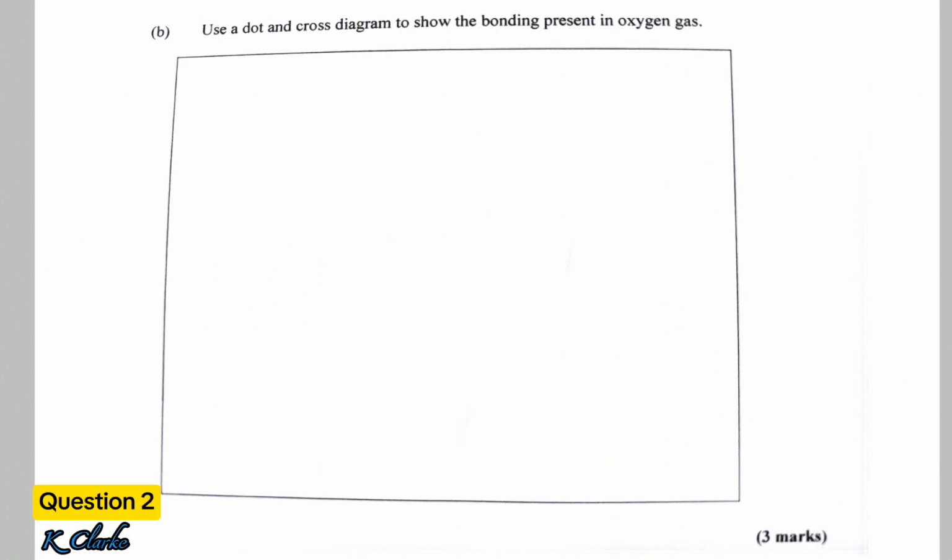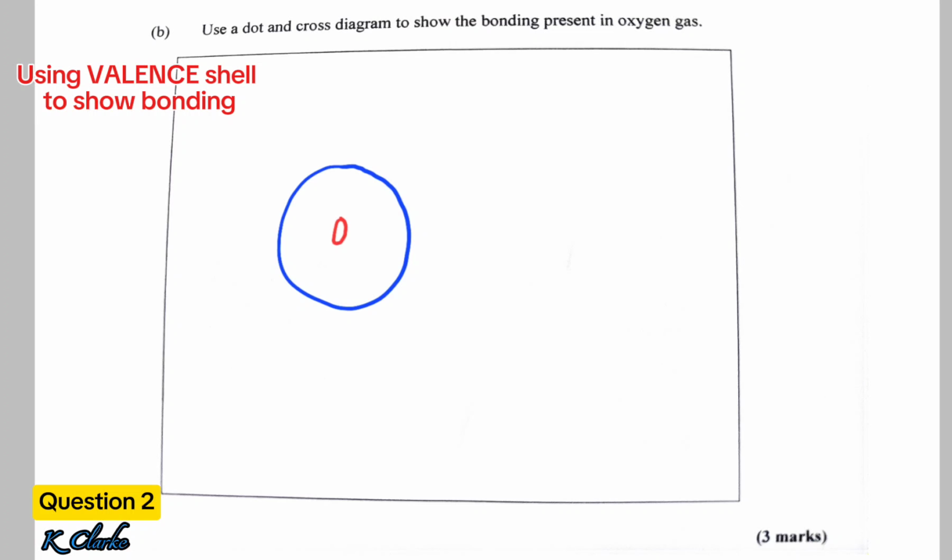B. Use a dot and cross diagram to show the bonding present in oxygen gas. First, write the letter O to represent oxygen, and then we are going to draw the valence shell, which is the last shell for oxygen. Since oxygen is in group 6, there are 6 electrons on the last shell. Whenever you are adding the electrons, place them north, south, east, and west.